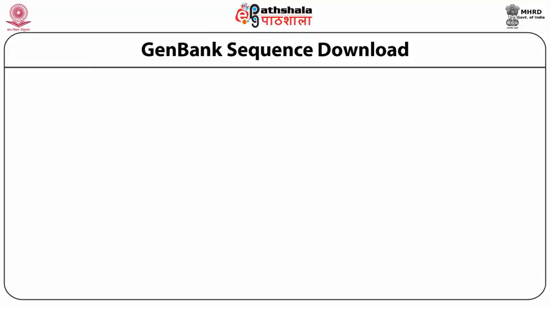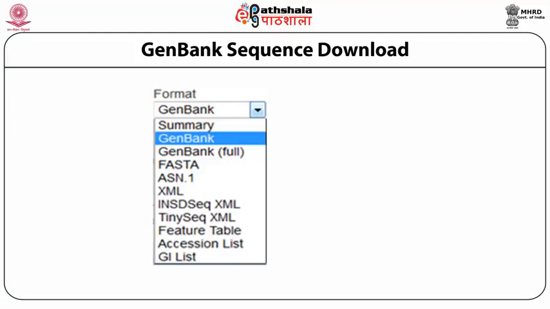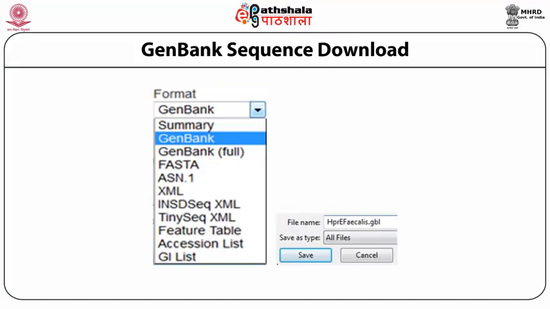Even if the selected format for the sequence was any other, say for example GenBank, then one would enter the full name as hprefaecalis.gbk, as it was entered for FASTA format hprefaecalis.fa. And now similarly select all files in the Save As Type drop-down list before clicking Save in this dialog box.